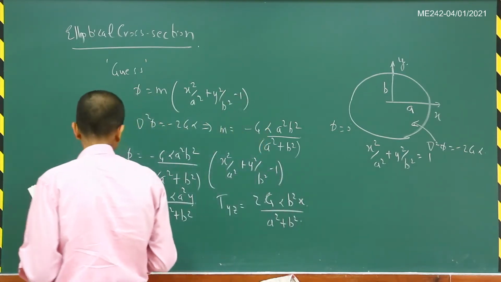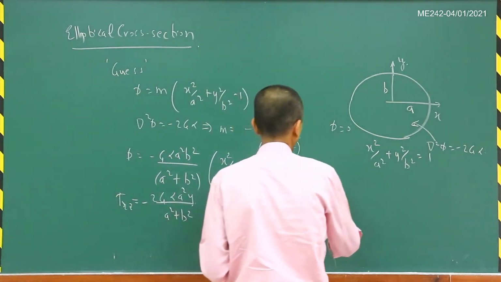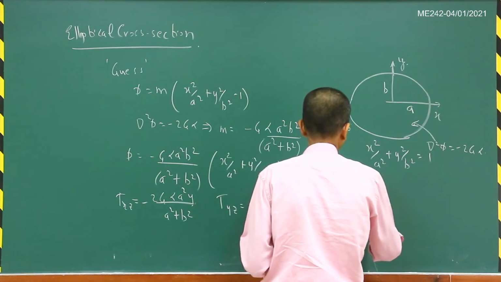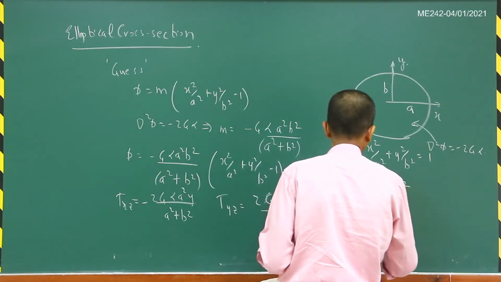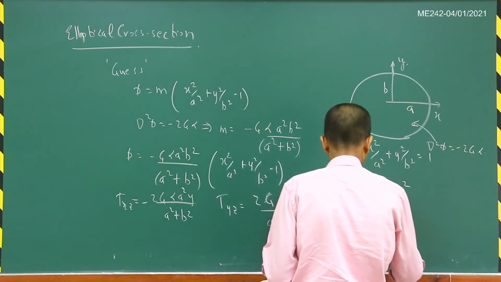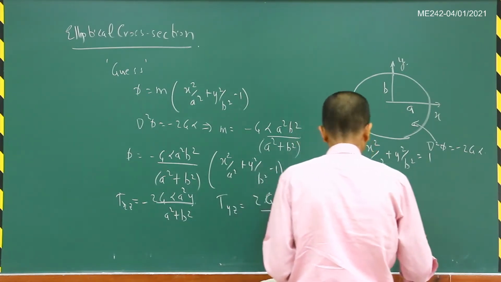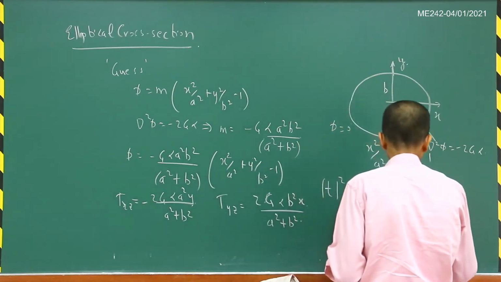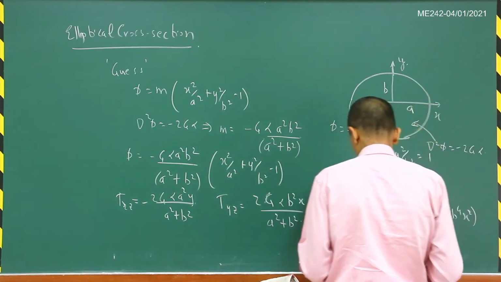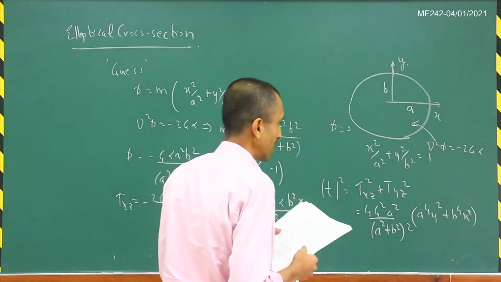From this we get the shearing stress, which we talked about in the last class. That is tau xz square plus tau yz square, equal to 4 times g square alpha square divided by a square plus b square, squared, times a raised to 4 times y square plus b raised to 4 times x square. And we want to find out where the maximum shearing stress occurs.